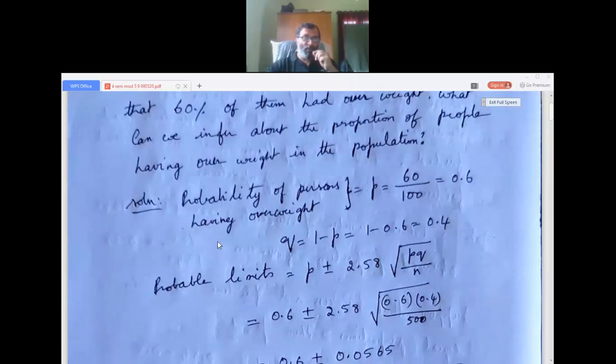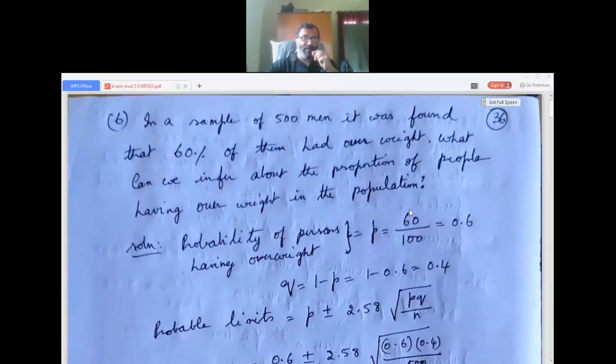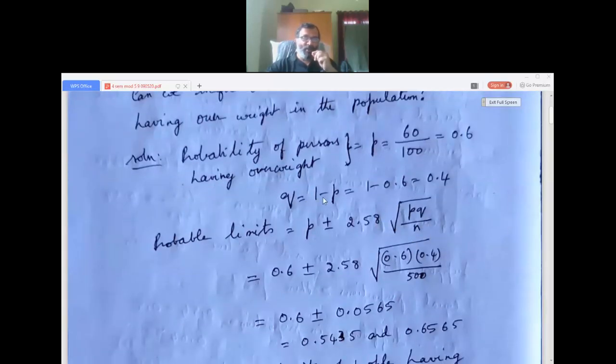So, solution: probability of persons having overweight. 60% means 60 by 100, that is 0.6. P equals 0.6. Why? It is given here: 60% of them had overweight. So if P is 0.6, then P plus Q is 1. So Q is 1 minus P, that is 1 minus 0.6, that is 0.4.